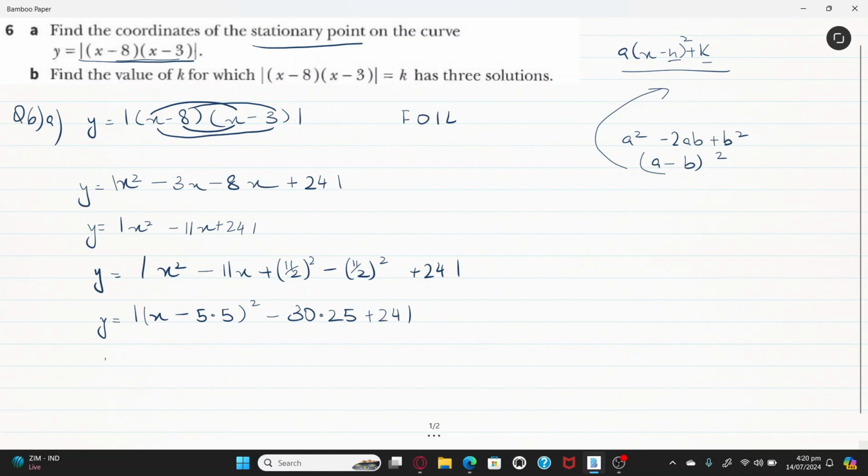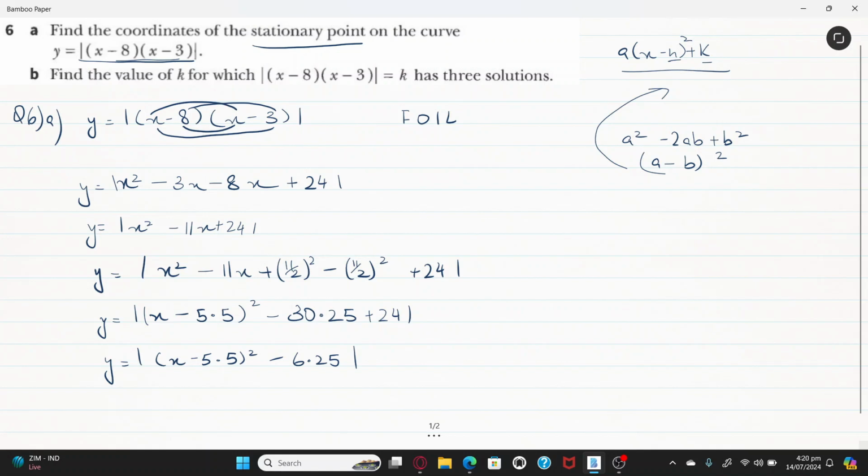So in the end, y equals the modulus of (x minus 5.5) whole squared, minus 30.25 plus 24, which is negative 6.25. So in the end, this is in a modulus, obviously. That's the equation we have found.